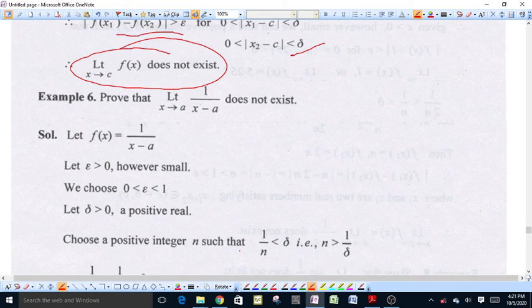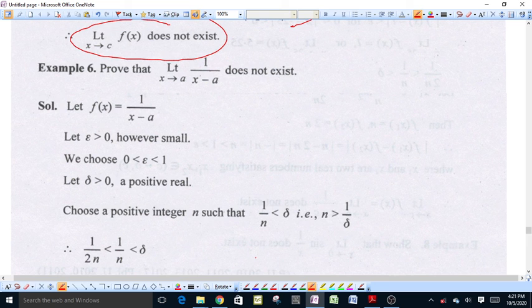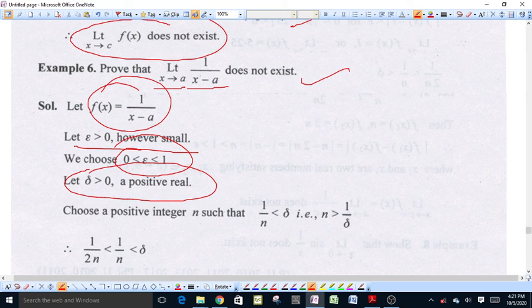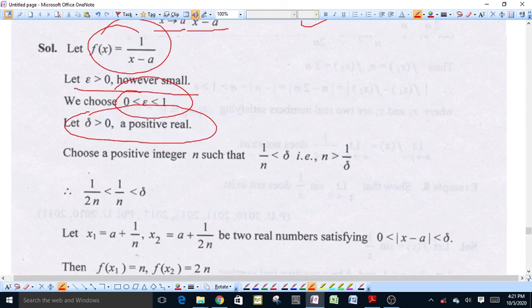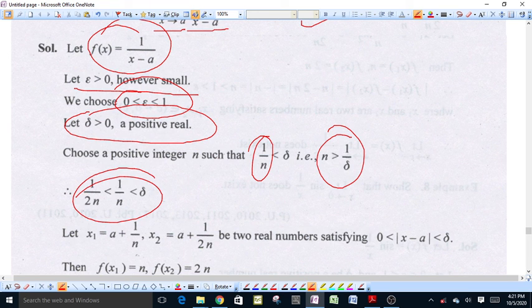Now next, see this example. We have to prove that the limit of the function 1 upon x minus a, as x approaches a, does not exist. Here f(x) is equal to 1 upon x minus a, and let epsilon be a given positive, however small, number. We choose epsilon between 0 and 1 and delta a positive real number, such that delta is greater than 1 by n, that is, n is greater than 1 by delta. This means 1 by 2n is less than 1 by n, which is less than delta.